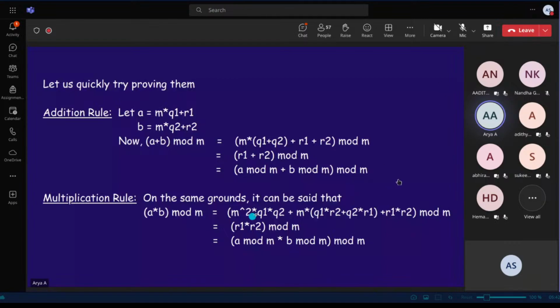You can see that the term inside the parenthesis is r1 into r2 plus something into m plus something into m square. Again, these two terms are multiples of m only. So their contribution towards the remainder is 0. So the main term is this. So I'll write it as r1 into r2 mod m itself. So these two will be equal. Again, I'll write r1 as a mod m and r2 as b mod m, and this is also proved. So basically, this is for the basic rules, but we have missed something in those operations we have seen.